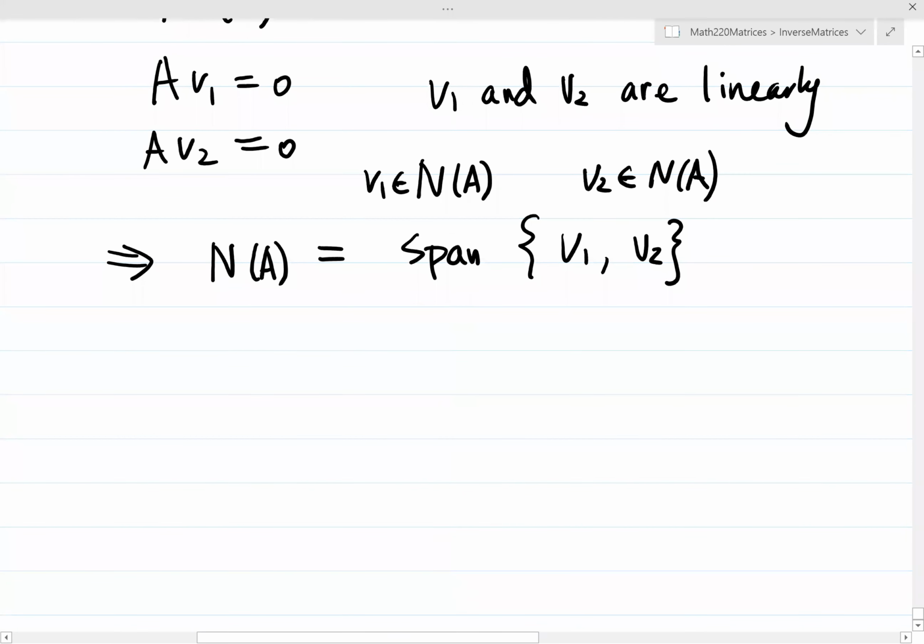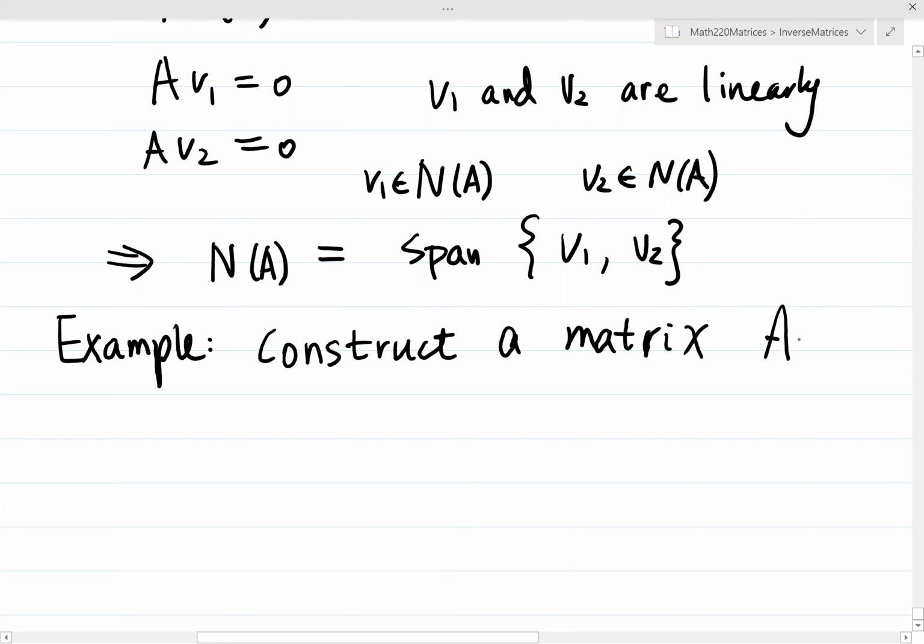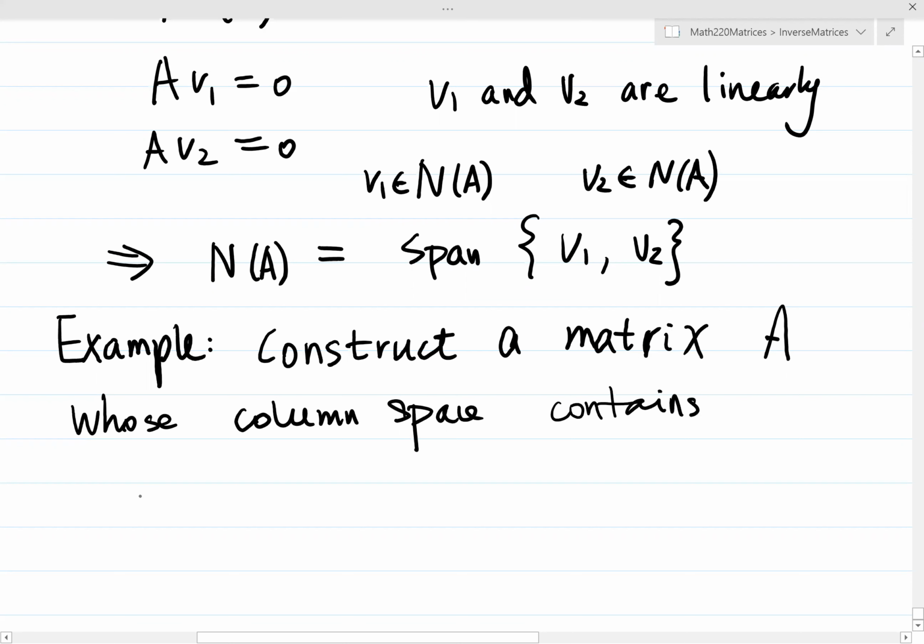Okay, more examples. Construct a matrix A whose column space contains V1, which is 1, 1, 5, column vector, we write the column in transpose, row vector transpose. And V2 is 0, 3, 1 transpose.